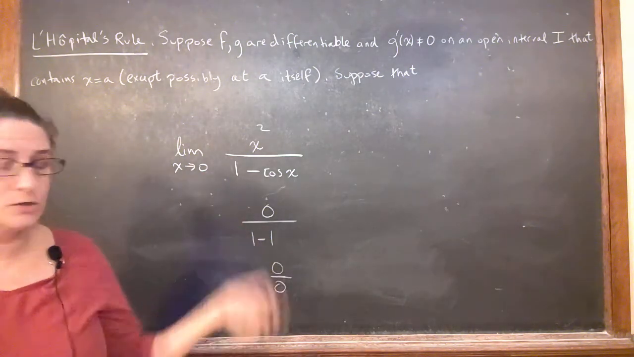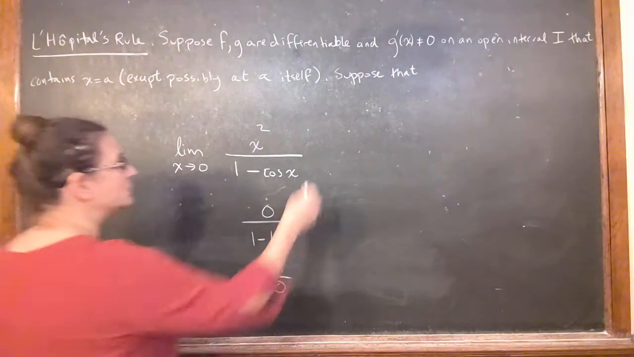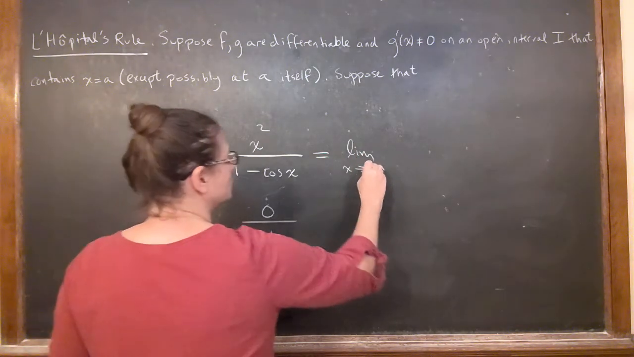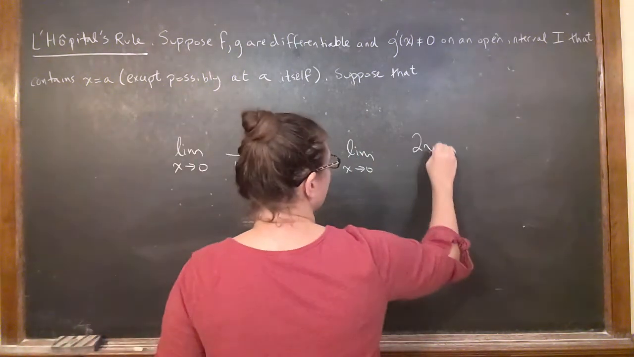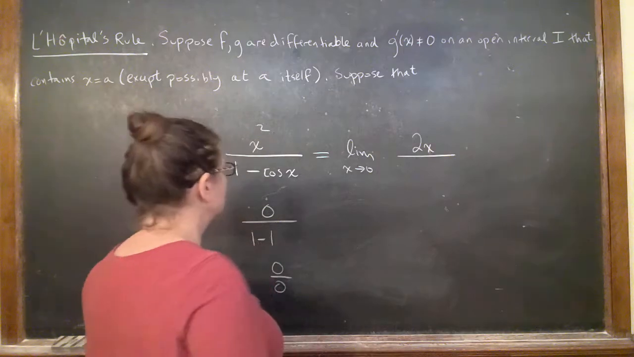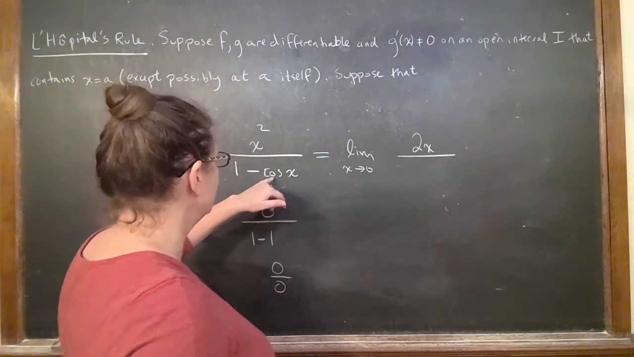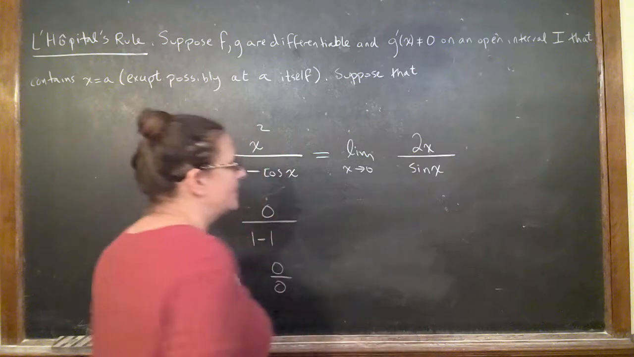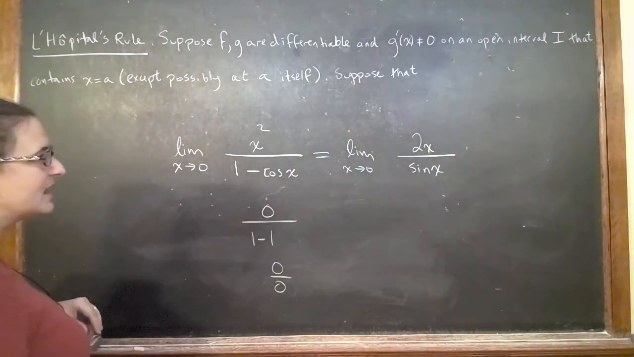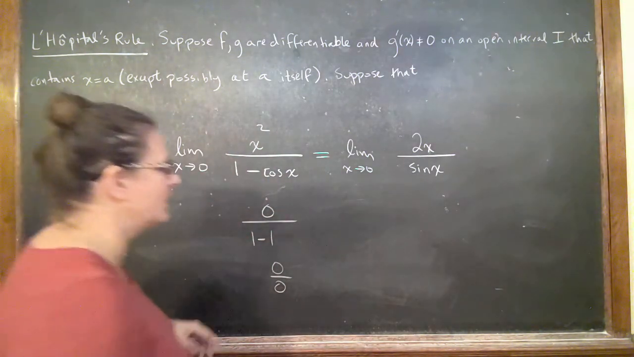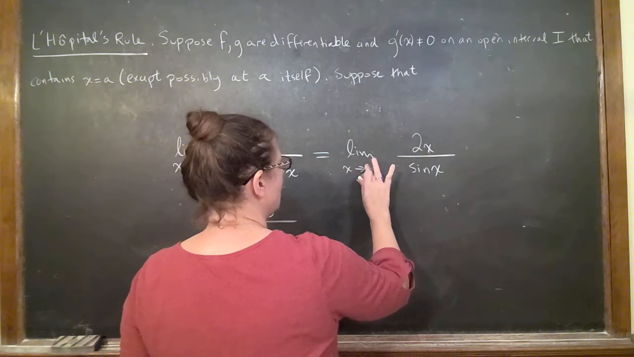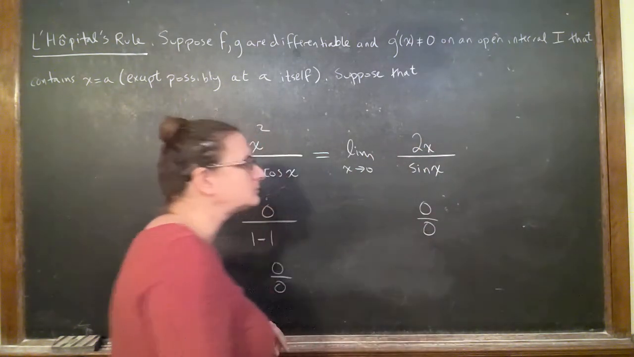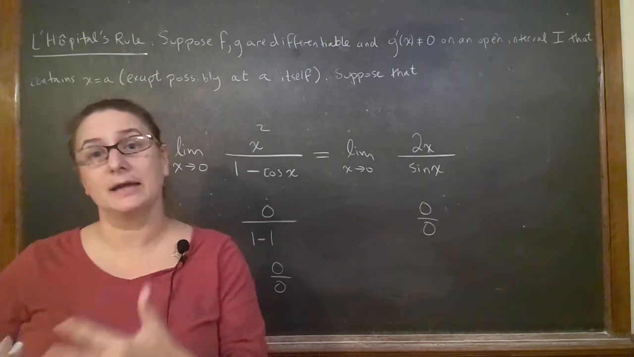It's that indeterminate form. So if I do L'Hopital's rule, what I want to do is take the derivative of the top, which is going to be 2x, and then the derivative of the bottom. The derivative of cosine is negative sine, so this would be sine x. All right, well, that's not great, right? Because I have the same problem. If I put in x equals 0, I have 0 in the top and I have 0 in the bottom. But that's okay, because I can do it again.